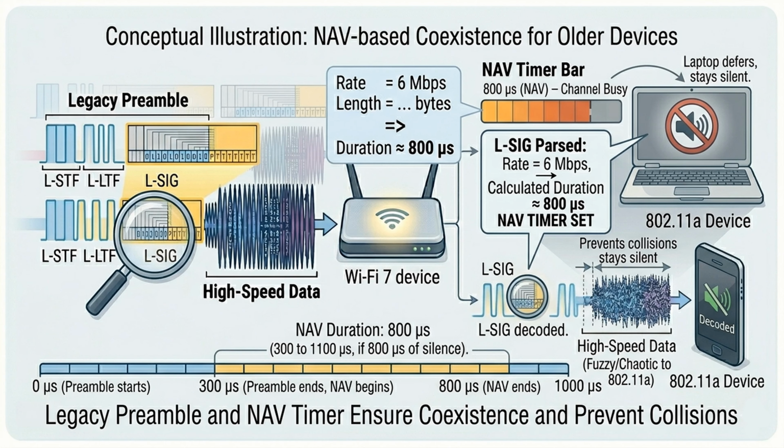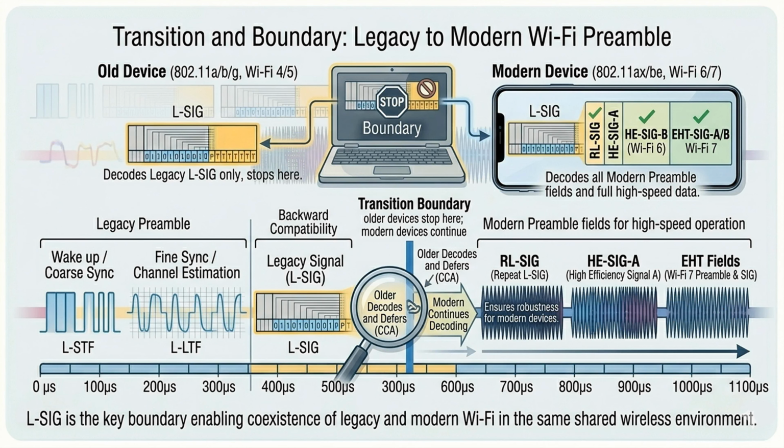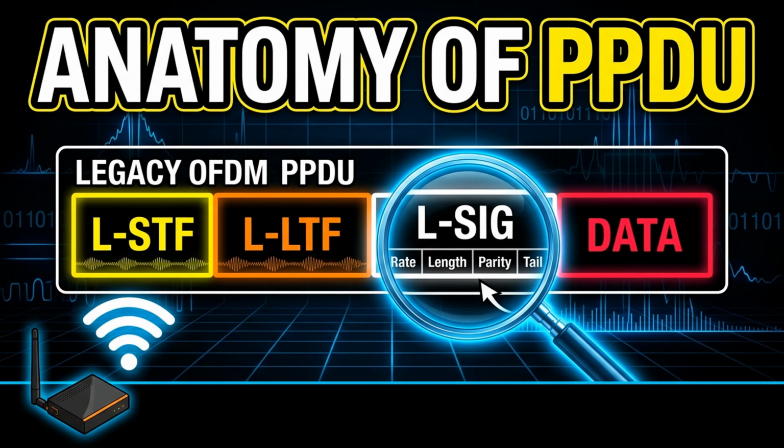talking over the high-speed data. In newer standards, HT, VHT, HE, EHT, the L-SIG acts as the boundary. Immediately after the L-SIG, the packet shifts gears into the modern preamble fields, like RL-SIG or HE-SIG-A. In our next video, let's see the anatomy of a legacy OFDM PPDU.